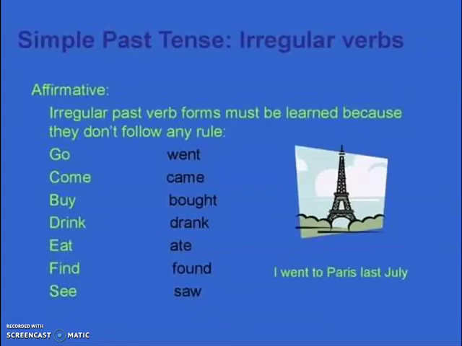Here are some examples of irregular verbs in the past tense. Go becomes went, come, came, buy, bought, drink, drank, eat, ate, find, found, and see, saw.